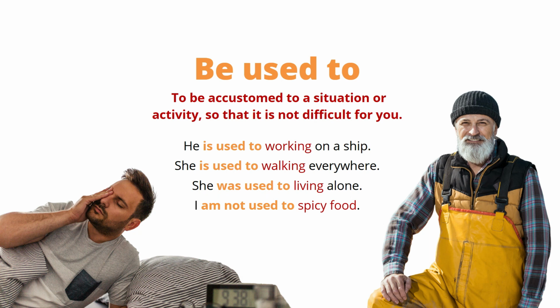I'm not used to spicy food. Okay, the person speaking here would be someone who comes from a country where they do not normally use spice in their food. So this person might say, I am not used to spicy food. You see, in this example, we have a noun at the end. The previous ones have been the ing form of the verbs. Working, walking, living. But this one has a noun. So you can also do this structure with a noun. I am not used to spicy food.